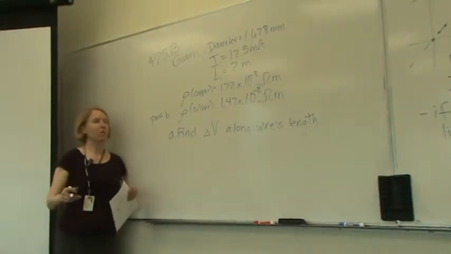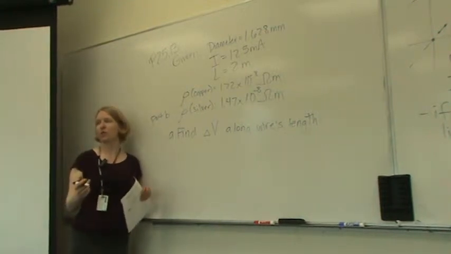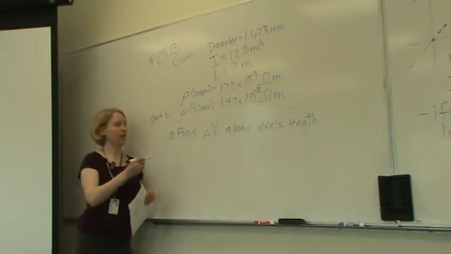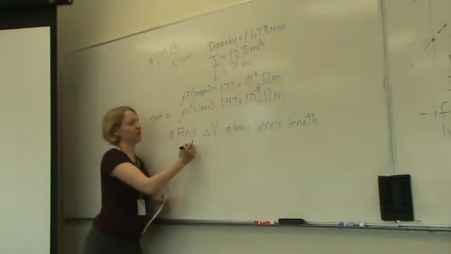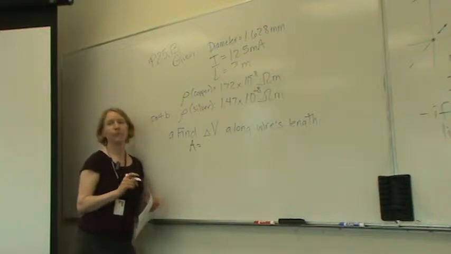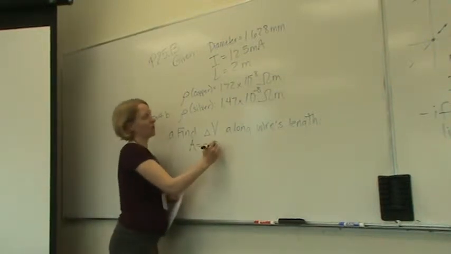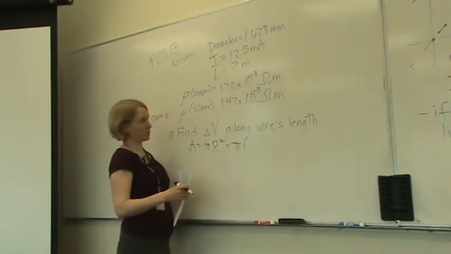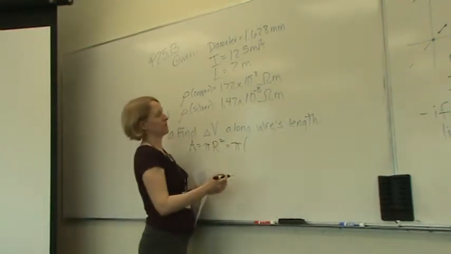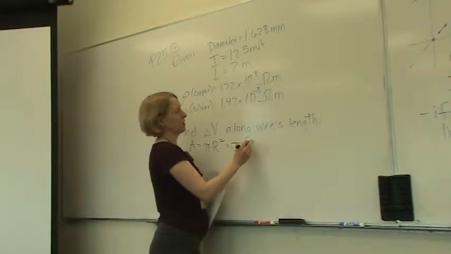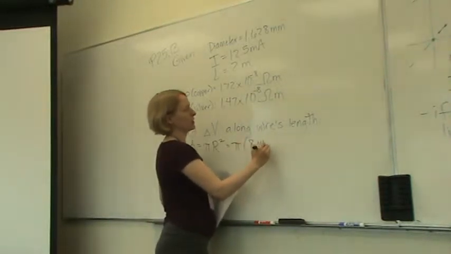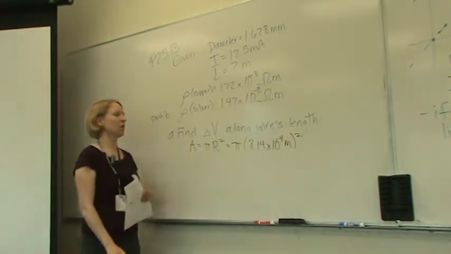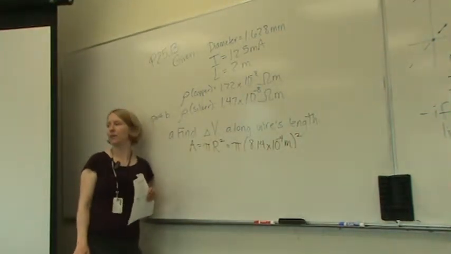So what was the first step that you did to solve for the potential difference? Okay, so you found the area. So what was your equation for area? Pi r squared. And what r value are you using? Half of the diameter. So tell me what the value used was. 8.14 times 10 to the negative fourth meters. All right. Okay, so then what was your next step?